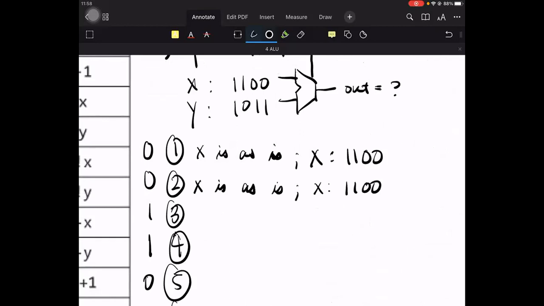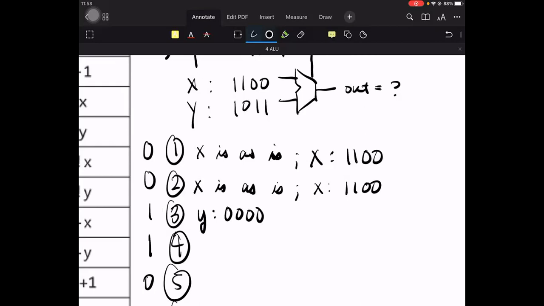About y. So y is 1011. But the zy opcode is 1. So if zy opcode is 1, y is converted to all zeros.